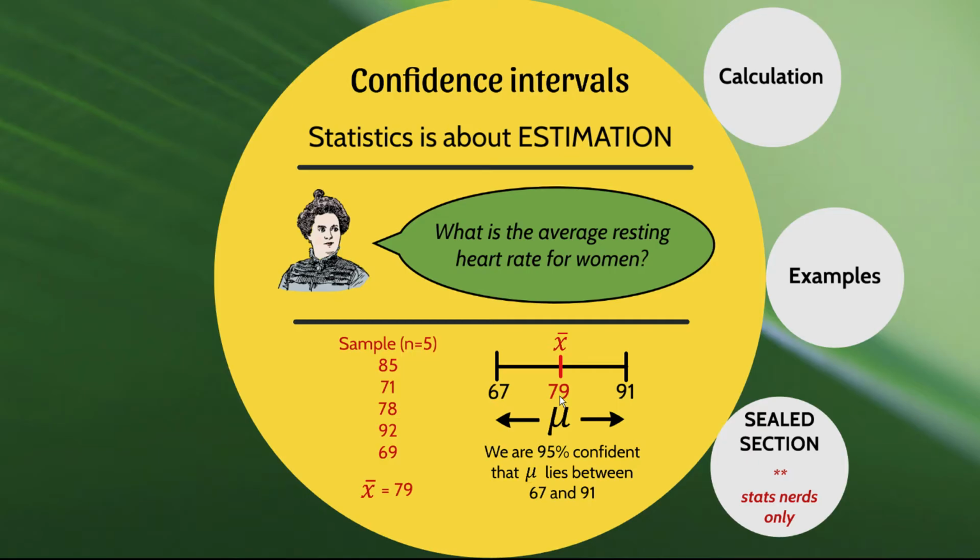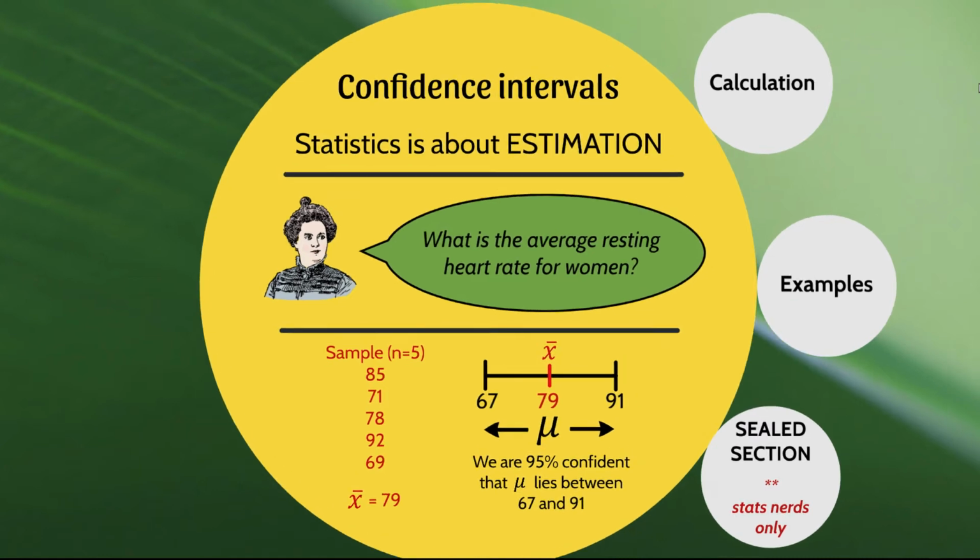So you may well be asking now, why is this 67 and 91 specifically? How did we calculate those two numbers? I get that 79 should be in the middle, but how wide should this confidence interval be? And why did we choose 95% confidence? Well, let's go and have a look at how confidence intervals are calculated.